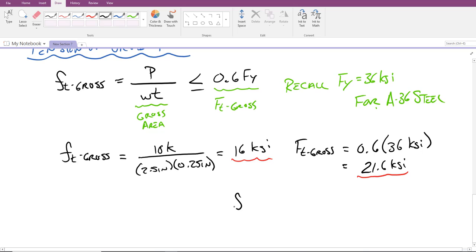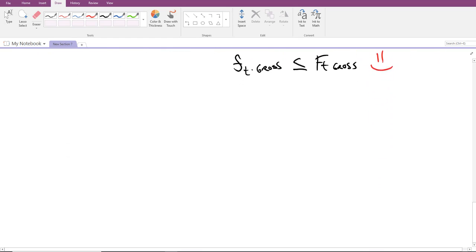Compare actual to allowable, and we can see that we are less than or equal to the gross value that governs this particular case. Therefore, this connection should be okay for a gross tensile failure, meaning all the way through the plate.